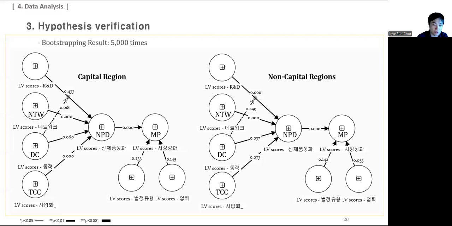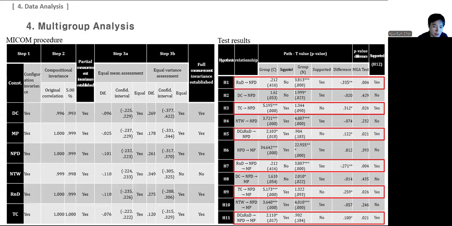The research shows that the impact of R&D, DC, and TCC on MPD and MP varies significantly between capital and non-capital regions, as you can see from this figure. This is each process and research result of the multi-group analysis.